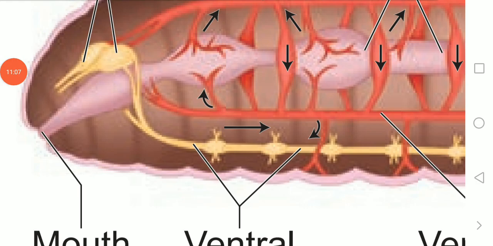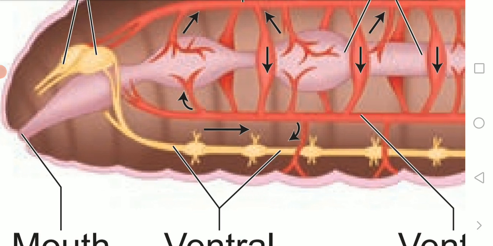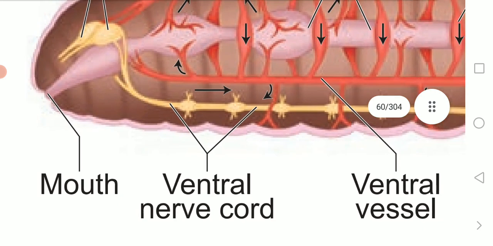From the subpharyngeal ganglion, the brain along with the other nerves in the ring integrate sensory inputs and command the muscular response of the body. In each and every segment we can find the ventral nerve cord.